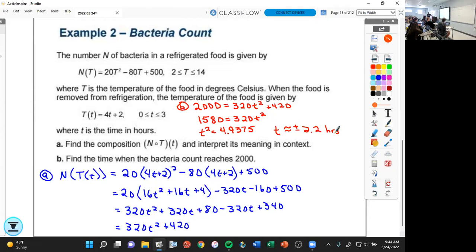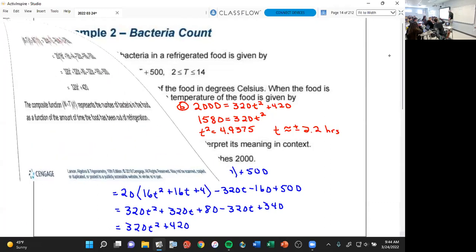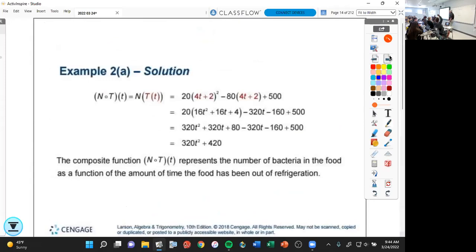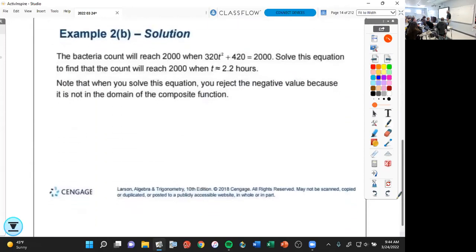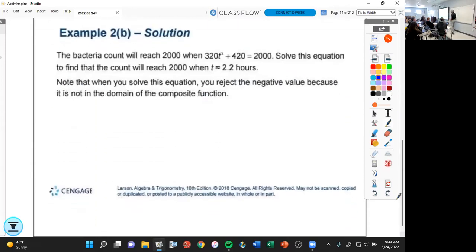So how long is it going to take to reach 2,000 bacteria? About 2.2 hours. That's exactly what we did. I think that's the same answer we had. Yes, I hope. Bacterial count reached 2,000 at 2.2 hours. Note that when you solve this equation, you reject the negative value because it's not in the domain of the composition function.